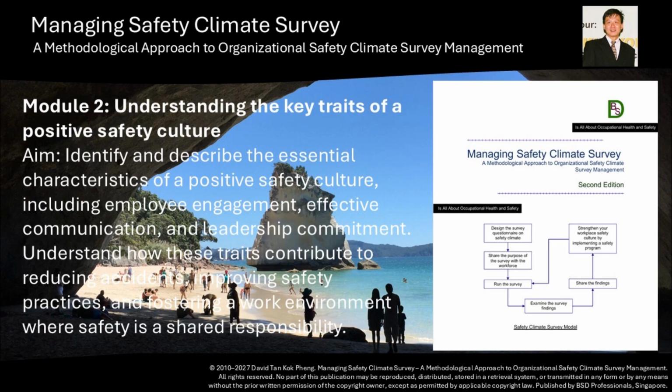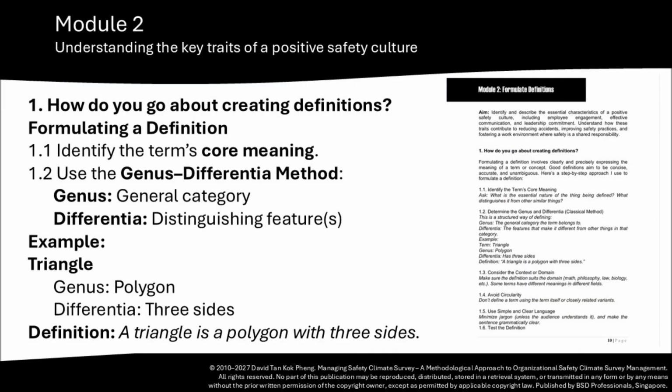How do you go about creating definitions? Formulating a definition involves clearly and precisely expressing the meaning of a term or concept. A good definition should be concise, accurate, and unambiguous. 1.1 The first step is to identify the term's core meaning. Ask yourself, what is the essential nature of the thing being defined? And what distinguishes it from other similar things?